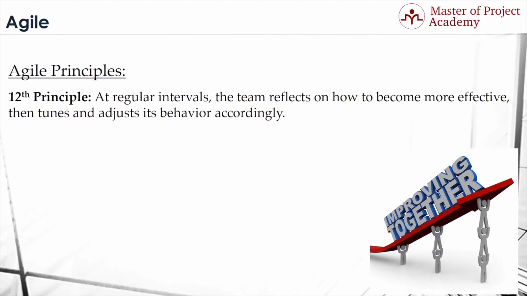The 12th and last Agile principle is, at regular intervals, the team reflects on how to become more effective, then tunes and adjusts its behavior accordingly. Always, there is room for improvement and doing things better in a project team. Agile teams come together based on predetermined intervals and discuss the lessons learned from their past work. And as a result of these discussions, teams aim to identify improvement areas to produce better outputs in further deliveries.